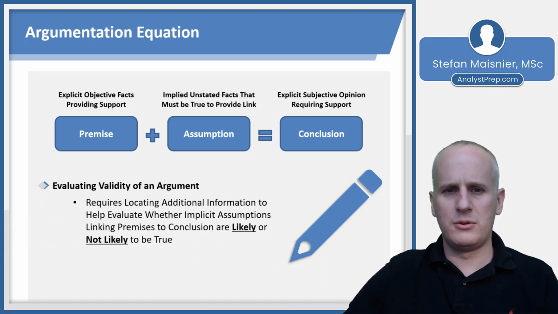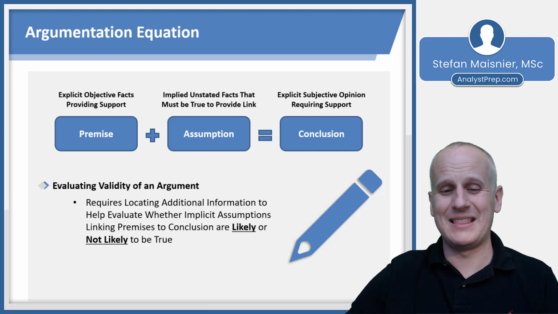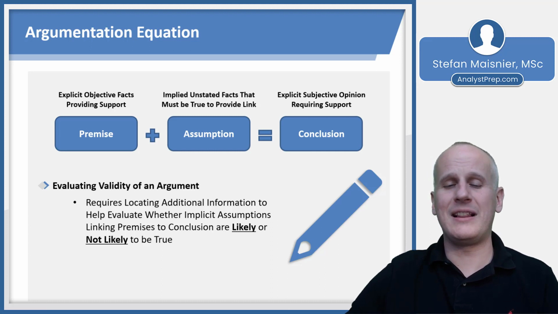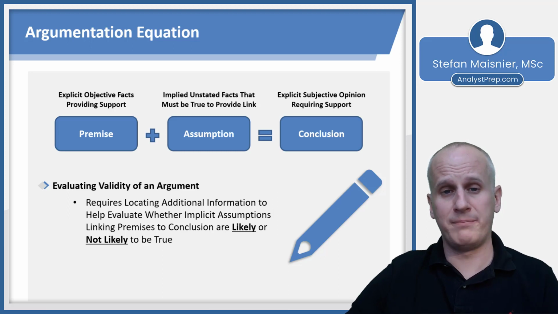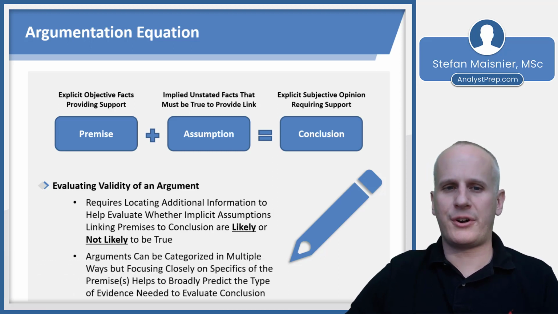So when you're looking for the right answer for evaluating the validity question task, you need to locate additional information that would help determine whether the implicit assumption or assumptions linking the premises to the conclusion are likely or not likely to be true. So you basically want to see, well, if this is true, I believe the argument more. If the answer to this question is false, I believe the argument less. And of course, arguments, as always, can be categorized in multiple ways, but focusing closely on the specifics of the premise or premises can help to broadly predict the type of evidence needed to evaluate that conclusion.